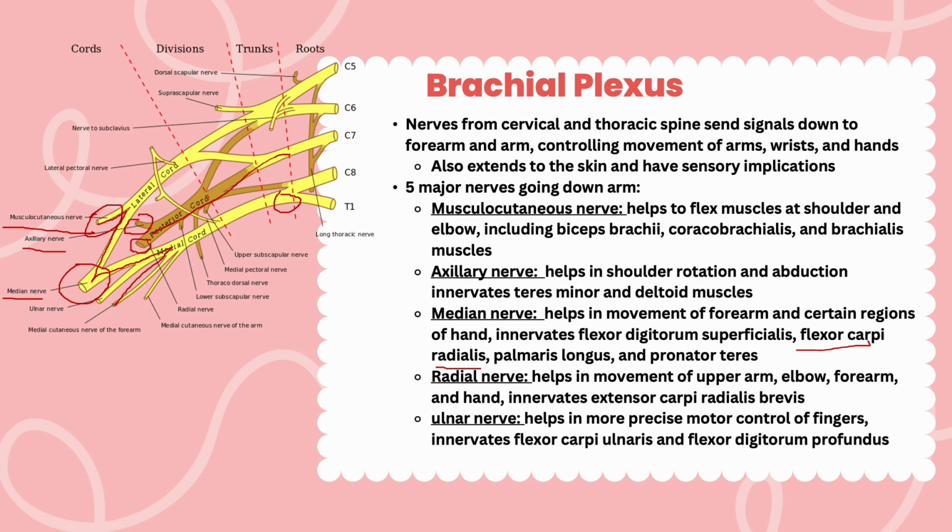And then the ulnar nerve makes the little last line of that M here. So you're going to go down T1 to the medial cord, and the ulnar nerve's at the end right here. The ulnar nerve helps in more precise motor control of your fingers, so it innervates the flexor carpi ulnaris and the flexor digitorum profundus. We will talk more about the clinical manifestations if these nerves get damaged on the next slide.